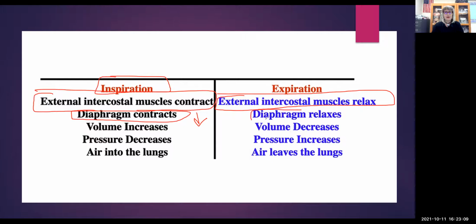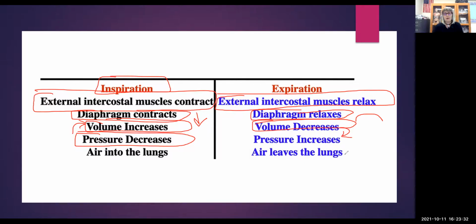In expiration, the diaphragm relaxes and returns to its dome shape. In inspiration, the volume increases. In expiration, the volume decreases. In inspiration, the pressure goes down, right, because of that lung expansion, Boyle's Law. In expiration, the volume decreases because the lungs are recoiling, so the pressure goes back up.